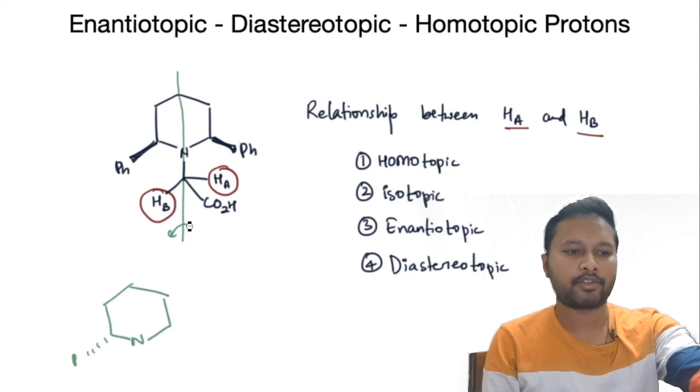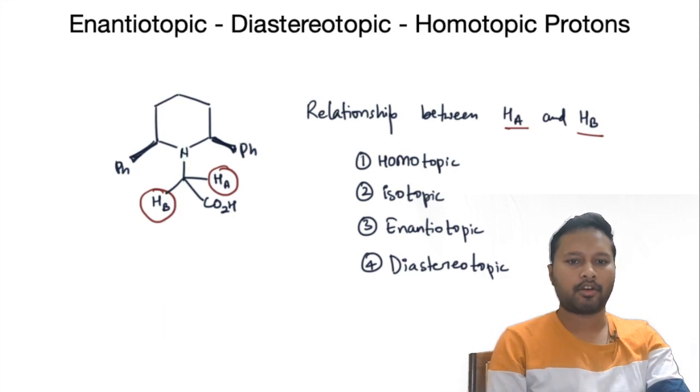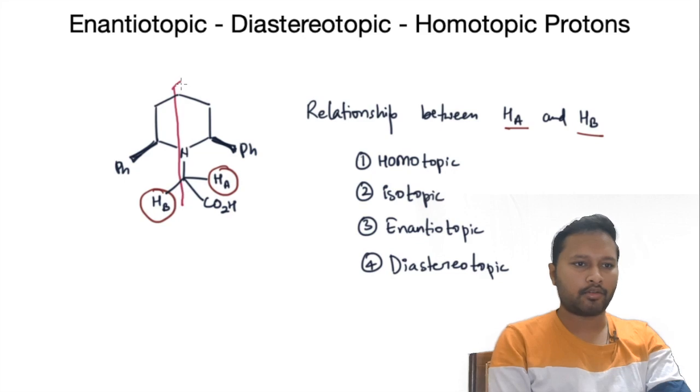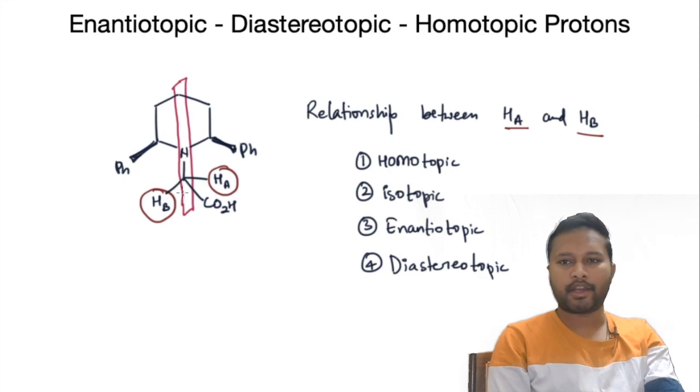So what else you have to see is whether you can apply a plane of symmetry in the molecule or not. That plane of symmetry you can apply. Actually, that plane of symmetry will pass through the molecule like this. Now don't think that this bond is bent. This you can take as a straight bond. It doesn't matter, because it's a tetrahedral carbon, right?